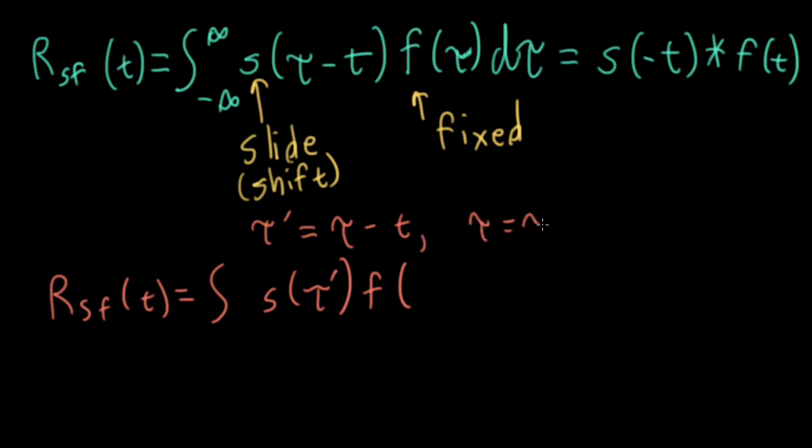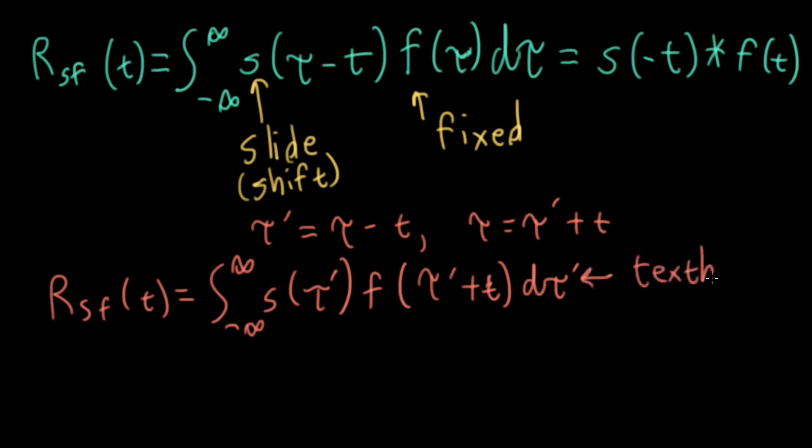Tau is going to equal tau prime plus t. So I'll write tau prime plus t. And then the differential with respect to tau, I'll just replace that with d tau prime. And in terms of what's happening with the limits of the integral, well, I've got minus infinity or infinity shifted by something finite, so I can just leave the integration going from minus infinity to infinity. Now, this is actually the form of cross-correlation that you'll see most often in textbooks.